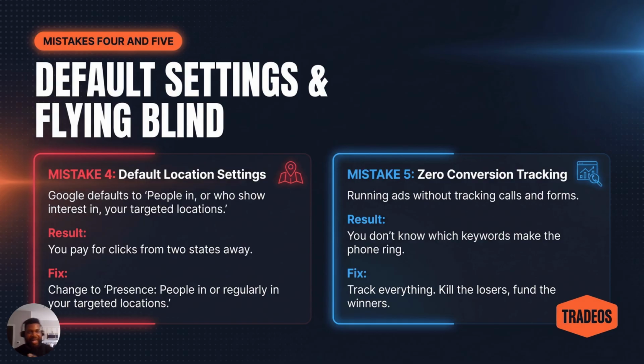Now we've got mistakes number four and five here, which again is default settings and then flying blind. Okay, so default location settings. Google typically defaults to people who are in or who show interest in your targeted locations. And the result is that you wind up paying for clicks that are from two states away sometimes. So you have to change it to people who are in or regularly in your targeted locations, not just people who show interest in your targeted locations.